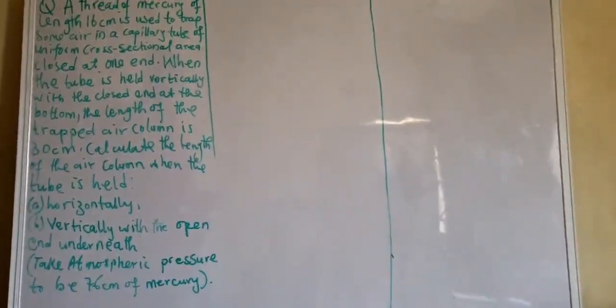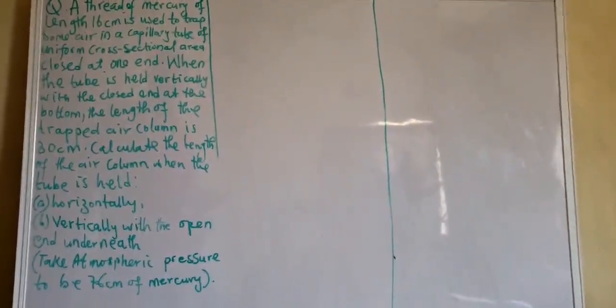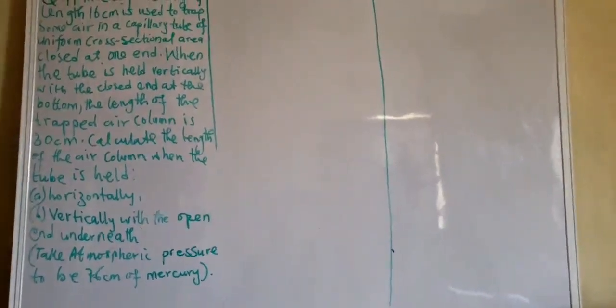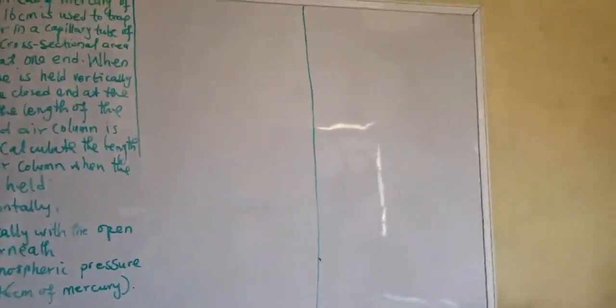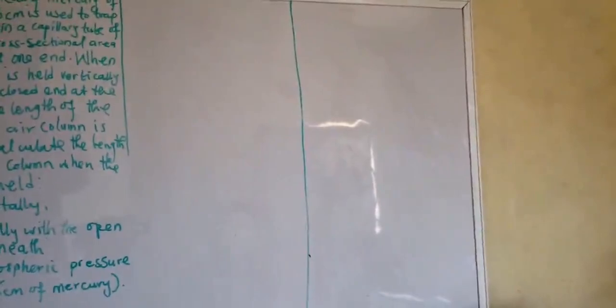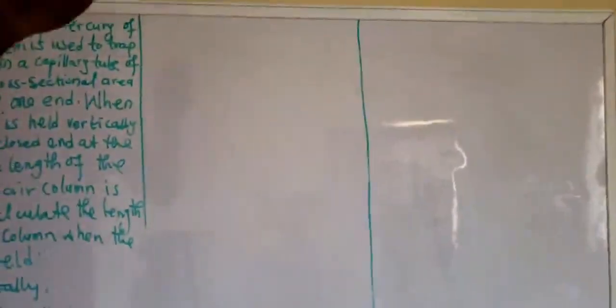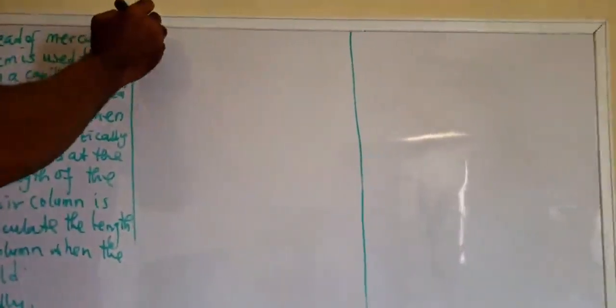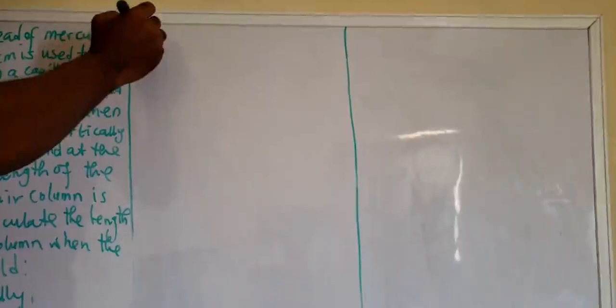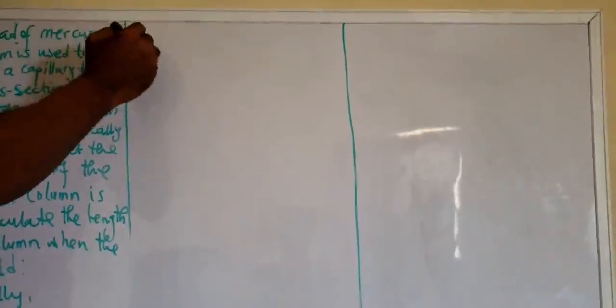And one of the conditions is we should take the value of atmospheric pressure to be 76 centimeter mercury. So this is about calculating gas pressure exerted on a thread of mercury under atmospheric pressure. So one of the things we write out is this. You say the first condition, let's draw it to help us understand what is happening.